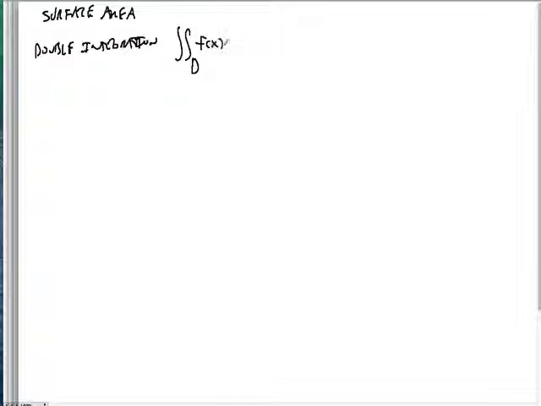And welcome. Today we're going to be talking about surface area. So what we've been doing so far has been double integration, of the form integrating over some two-dimensional region D with f of x comma y, dA.